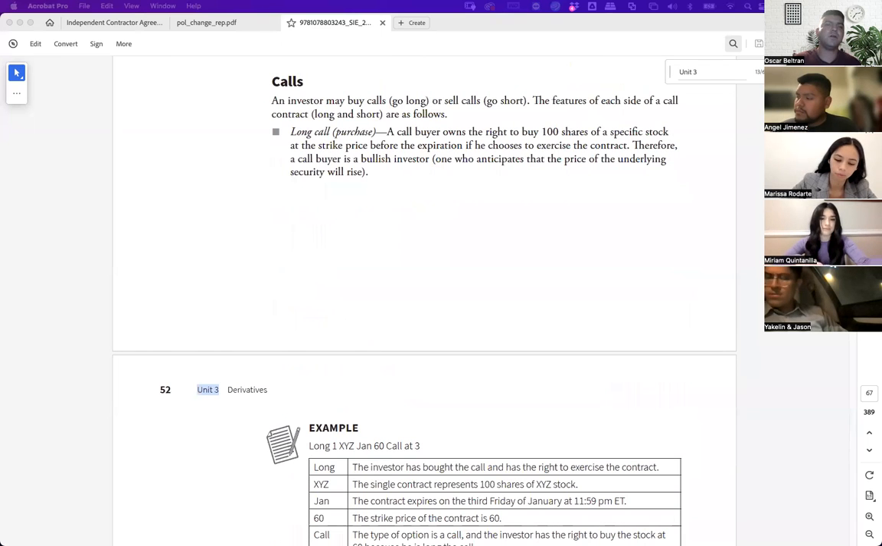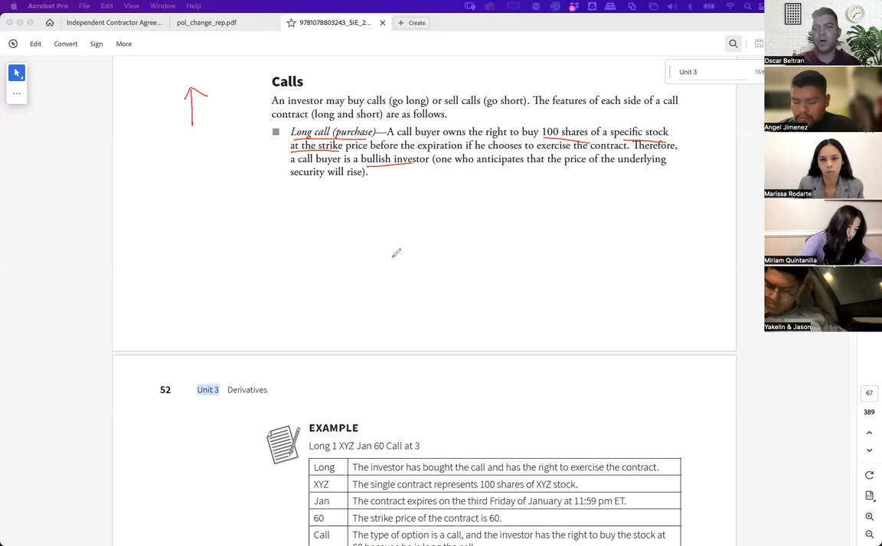All right, cool. So for calls in general, we're expecting the stock price to go up. For a long call, the buyer owns the right to buy 100 shares of a specific stock at the strike price before the expiration, if he chooses to exercise the contract. Therefore a call buyer is bullish. Bullish, I want you guys to imagine a bull. When you look at a bull, what direction are their horns? Exactly, they're up. That's why it's called bullish. They're expecting that stock to go up in value.